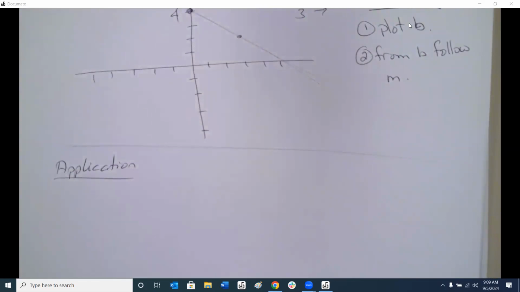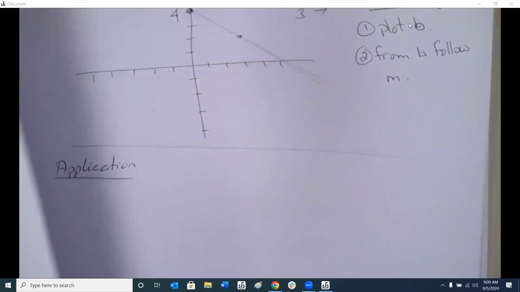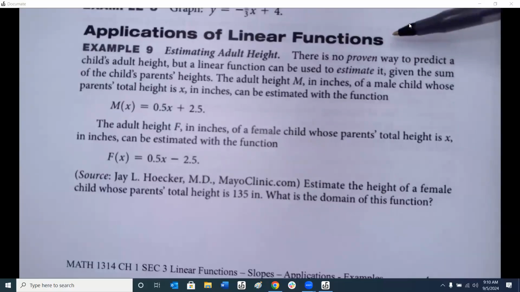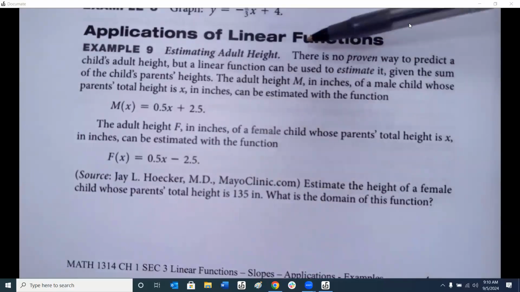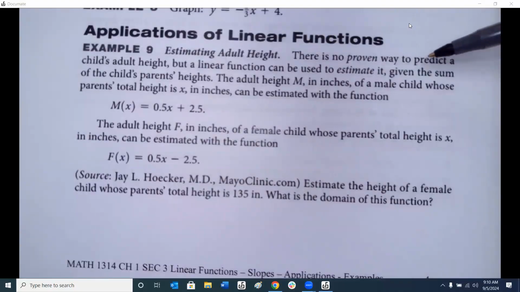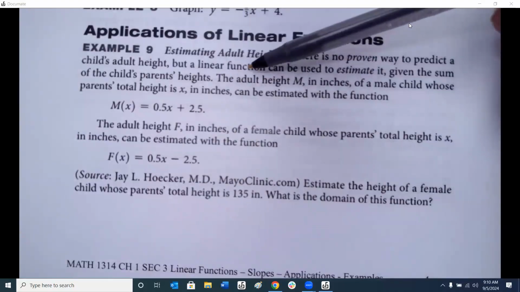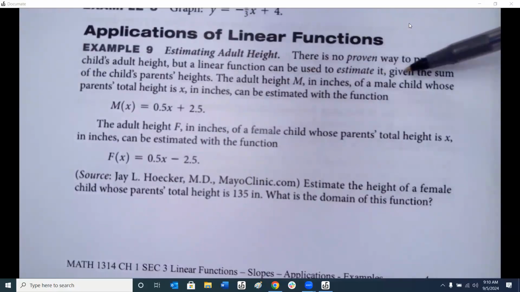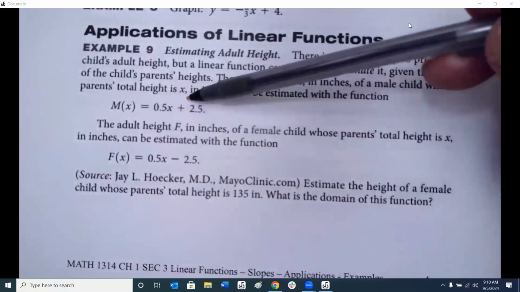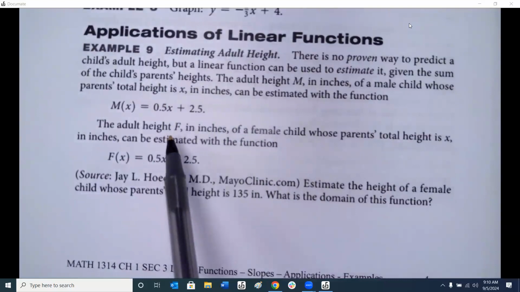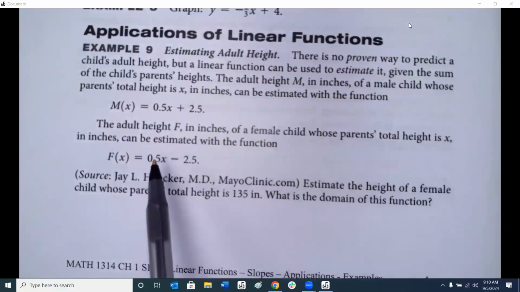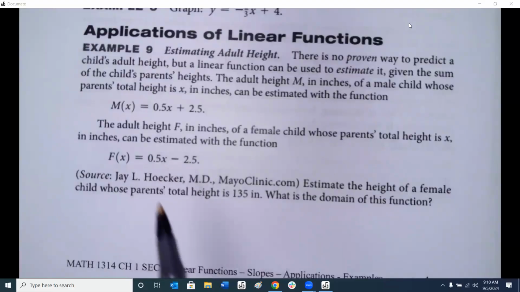Application. Here's an example. Estimating adult height. There is no proven way to predict a child's adult height, but a linear function can be used to estimate it, given the sum of the child's parents' heights. The adult height m in inches of a male child whose parents' total height is x inches can be estimated with this function. The adult height f in inches of a female child whose parents' height is x inches can be estimated by this.